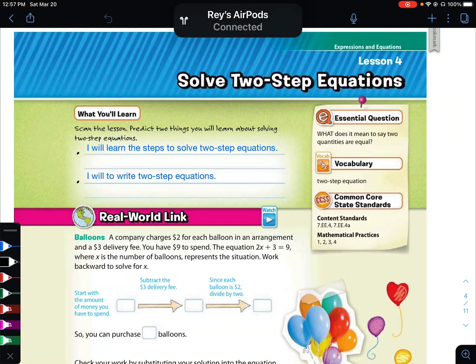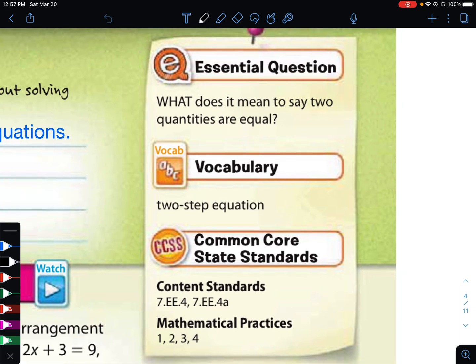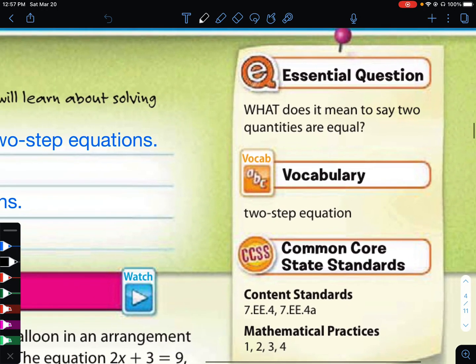This is lesson 4 of chapter 6, and the title of this lesson is Solve Two-Step Equations. Again, we go back to our essential question, which is what does it mean to say that two quantities are equal? And in this particular lesson, the two quantities that are equal, we are going to try to find out the solution by using two-step equations. Okay, using two steps to solve an equation.